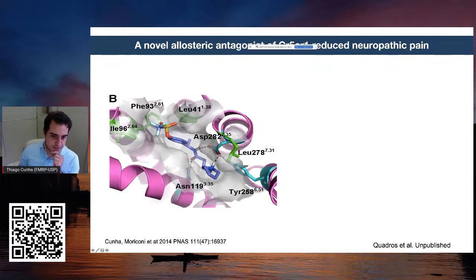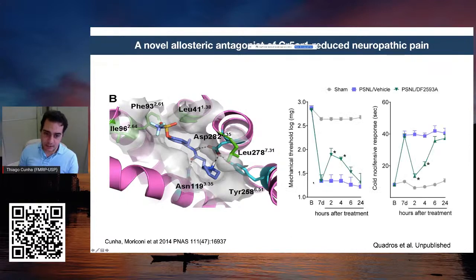And we have collaborated with a company in Italy in the development of a novel antagonist of the C5a receptor, which is a very potent and selective molecule, DF2953, which by docking we were able to show binds to the C5a receptor. We tested these antagonists in our model, and as you can see, these antagonists were able to block and reduce neuropathic pain.